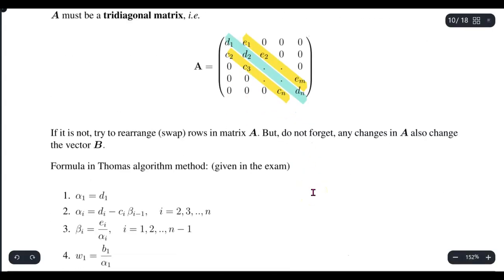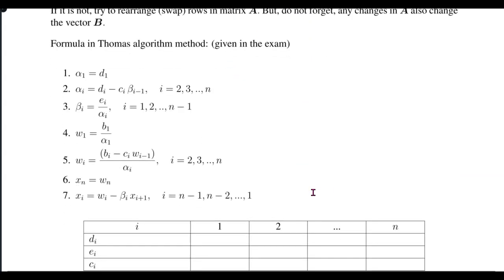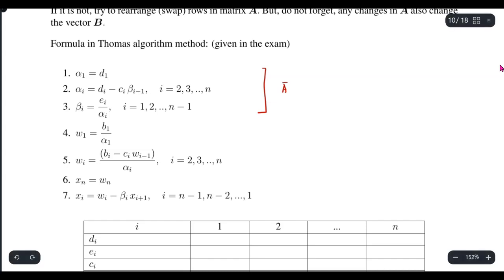So what do we have? In the Thomas algorithm, basically we have these 7 formulas corresponding to the algorithm. We have alpha 1 equals D1, and so on and so forth until the X here. The 7 formulas here are normally given in the exam. But what I want to highlight here is that the first 3 formulas actually come from our normal step in the LU method, which is A equals LU.